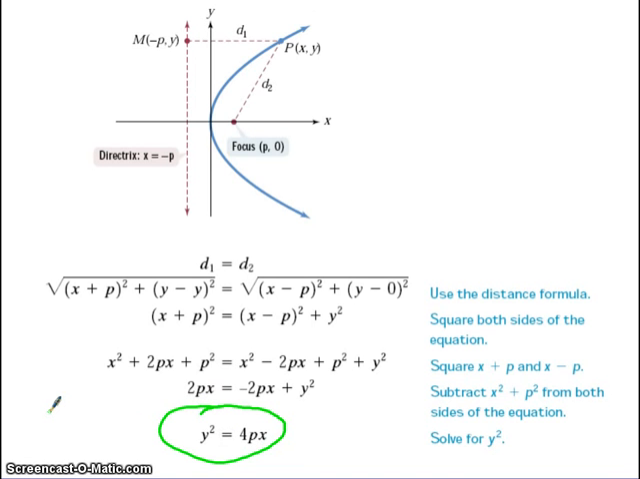So we have a new equation that has this variable p in it, and p will tell us many things about the parabola. It tells us how wide the parabola is. It tells us the distance from the vertex to the focus, the distance from the vertex to the directrix. That's the p value. Let's go to the next page here.